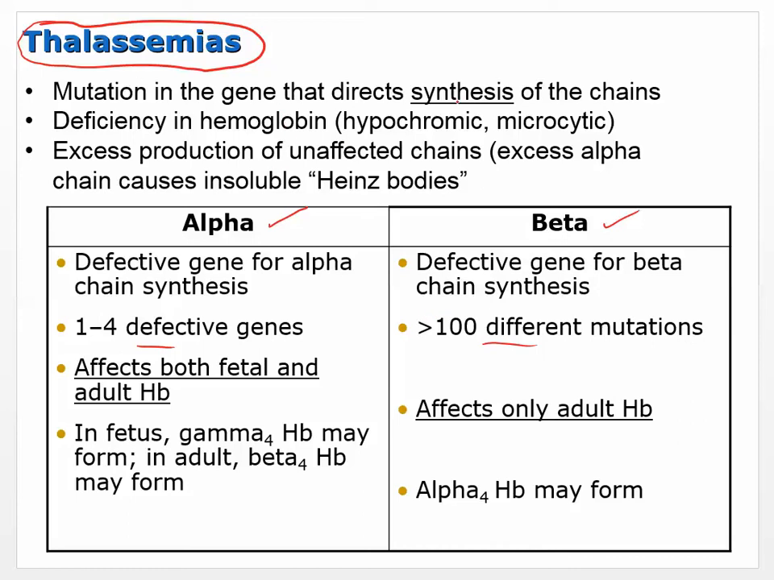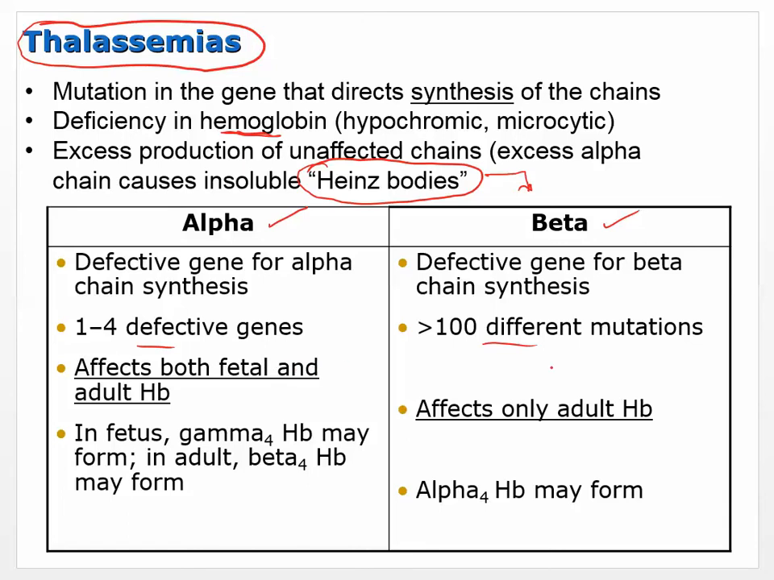A mutation in the gene that directs synthesis of the chains causes a deficiency in hemoglobin. There is excess production of the unaffected chain, so you have excess alpha chain, which causes insoluble Heinz bodies, so that's a way to see that, especially with the beta. But you can see it's kind of the same thing.